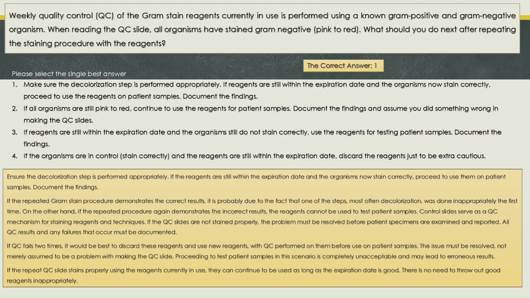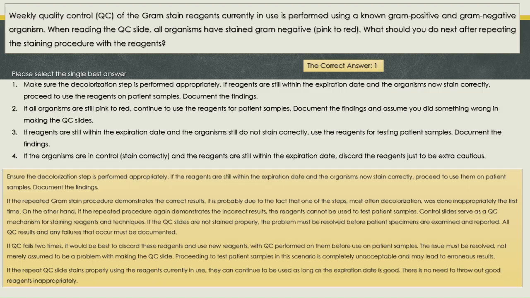The correct answer: 1. Ensure the decolorization step is performed appropriately. If the reagents are still within the expiration date and the organisms now stain correctly, proceed to use them on patient samples. Document the findings. If the repeated gram stain procedure demonstrates the correct results, it is probably due to the fact that one of the steps, most often decolorization, was done inappropriately the first time.